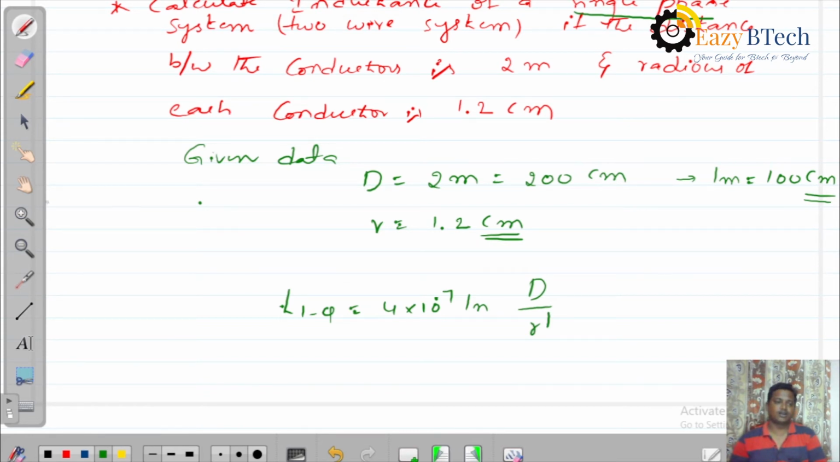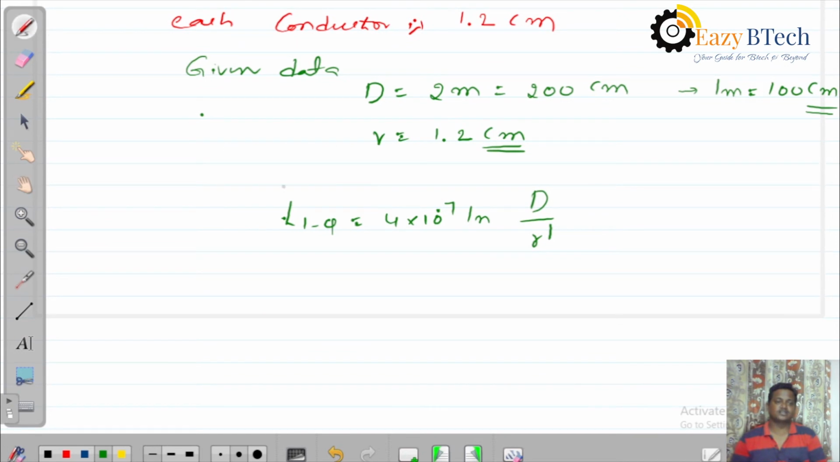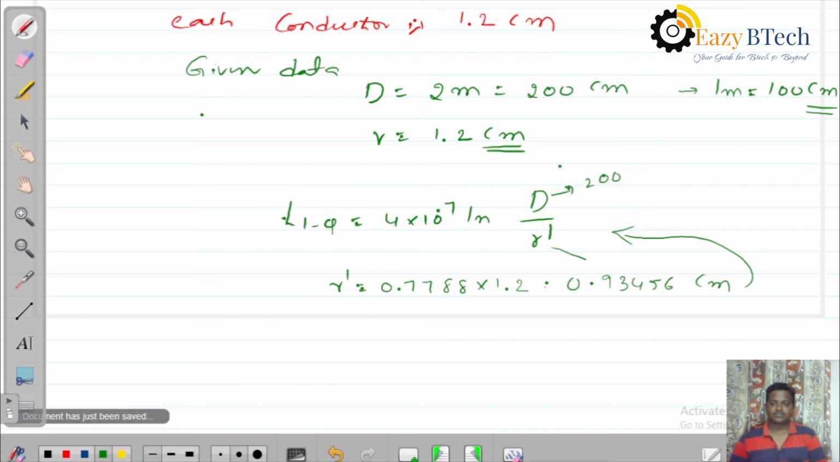Here we need to calculate r dash also. What is the formula for r dash? R dash equals 0.7788 into 1.2. This value is equal to 0.93456 centimeters. Then substitute in this expression d equals 200 and r dash equals 0.93456. You can get the inductance as 21.46 into 10 power minus 7 Henry per meter.